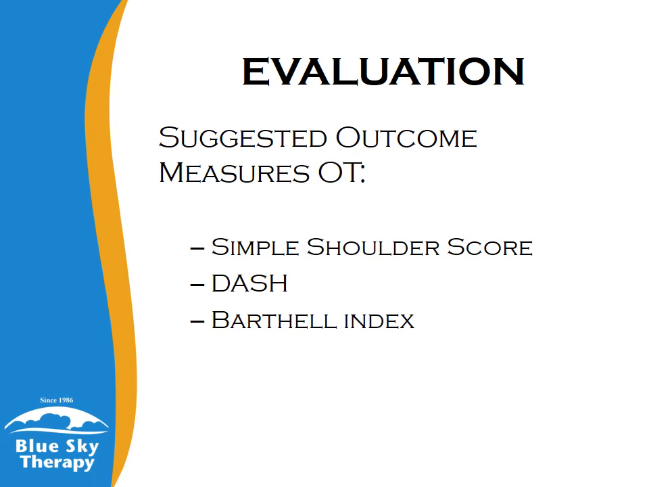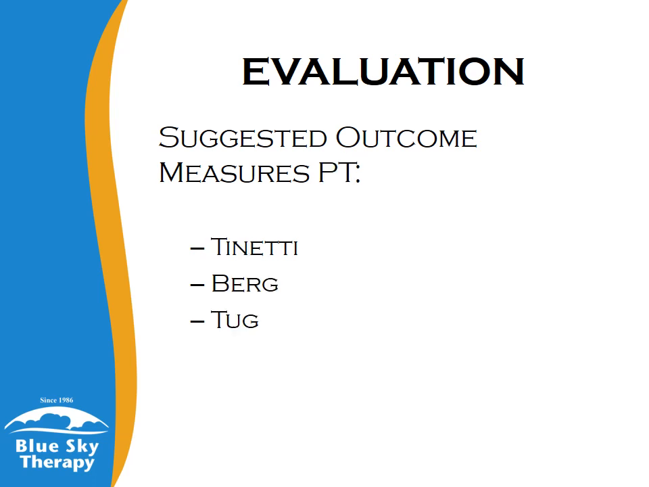Suggested outcome measures for OT include the Simple Shoulder Score, the DASH, and the Barthel Index. Some suggested outcome measures for PT include the Tinetti, the Berg, and the Timed Up and Go.